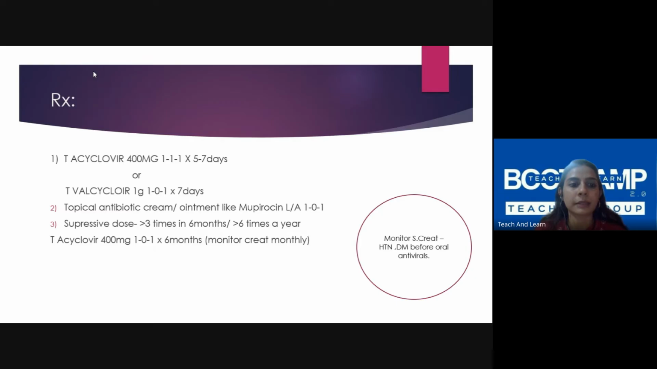Now, there is a suppressive dose for people who have repetitive infection, greater than 3 times in 6 months or greater than 6 times in 1 year. So that would be acyclovir 400 BD for 6 months. That time when you're continuously giving acyclovir, you have to monitor creatinine monthly.